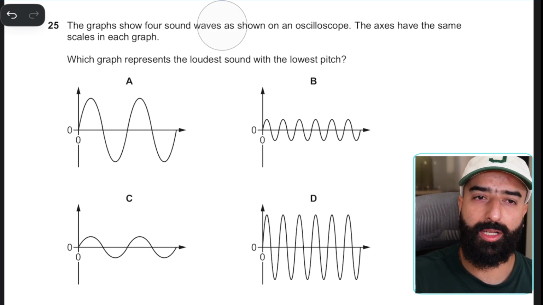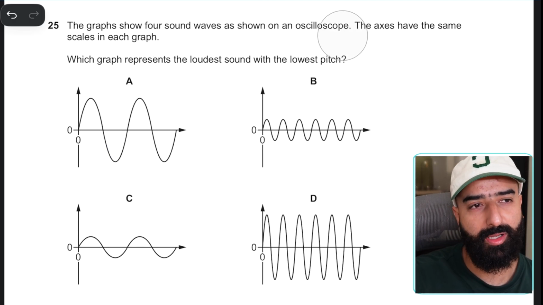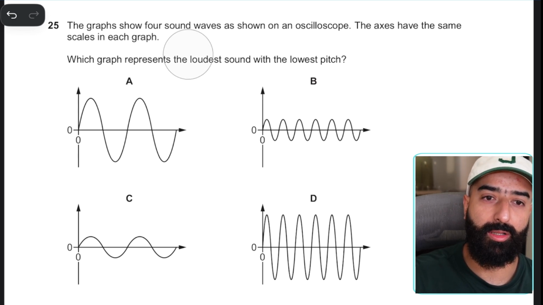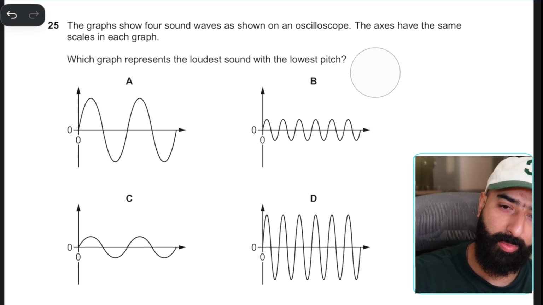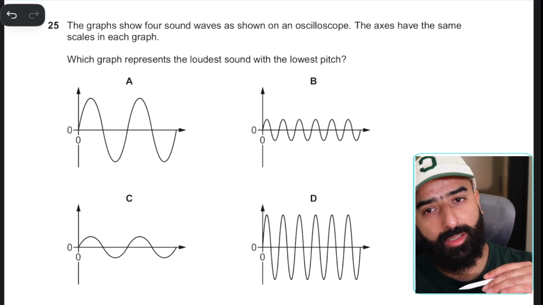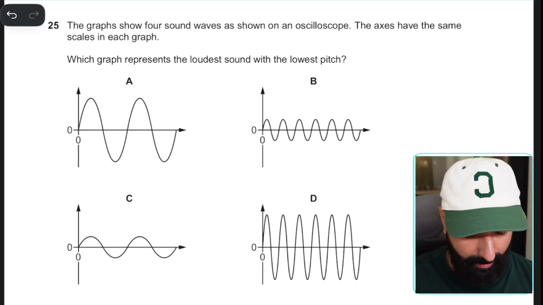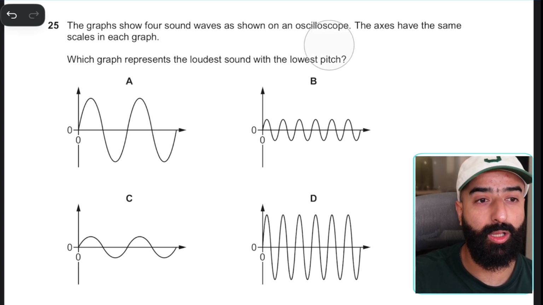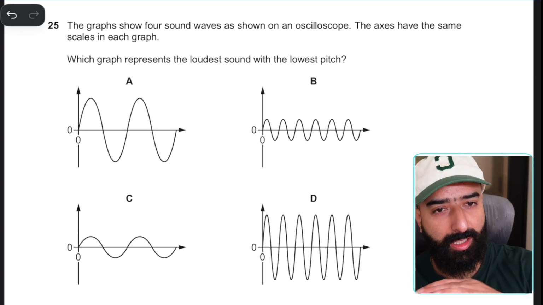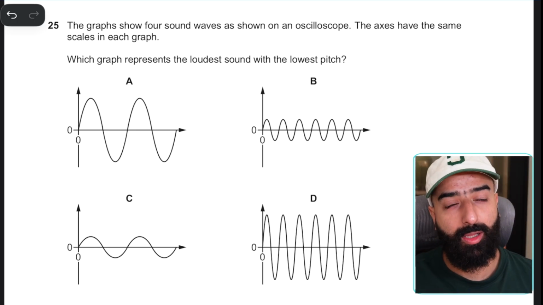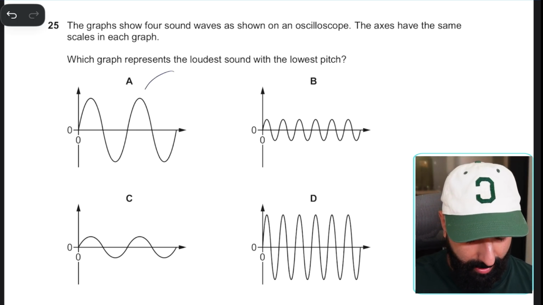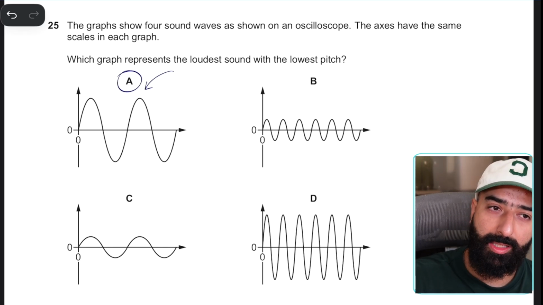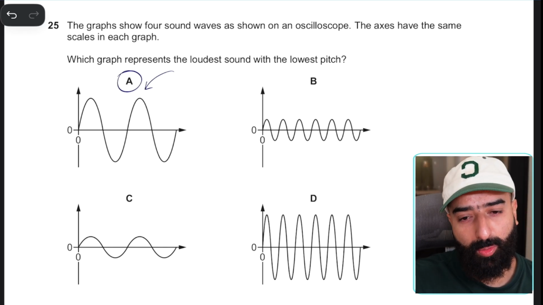4 sound waves are shown on an oscilloscope. The axes have the same scales. Which graph represents the loudest sound with the lowest pitch? Loud is represented by how tall the wave is. So it has to be either A or D, but it needs low pitch. Low pitch means large wavelength. So this one has a large wavelength. Large wavelength means small frequency, which means low pitch.